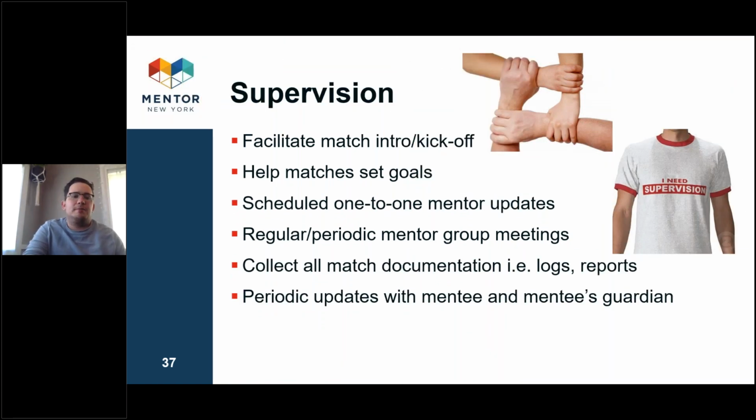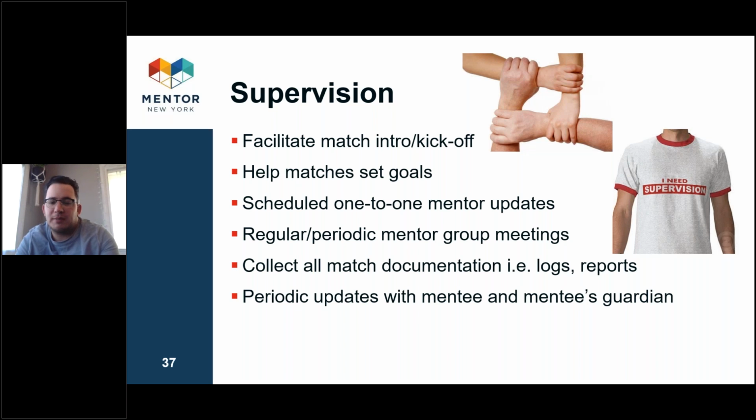A few other things to add, making sure those one-to-ones are scheduled as well as those group meetings. Sometimes it can be useful to alternate. So say one month you do one-on-one check-ins with all the mentors, and the next month it's a group check-in. You kind of alternate. Things like that have been really helpful.